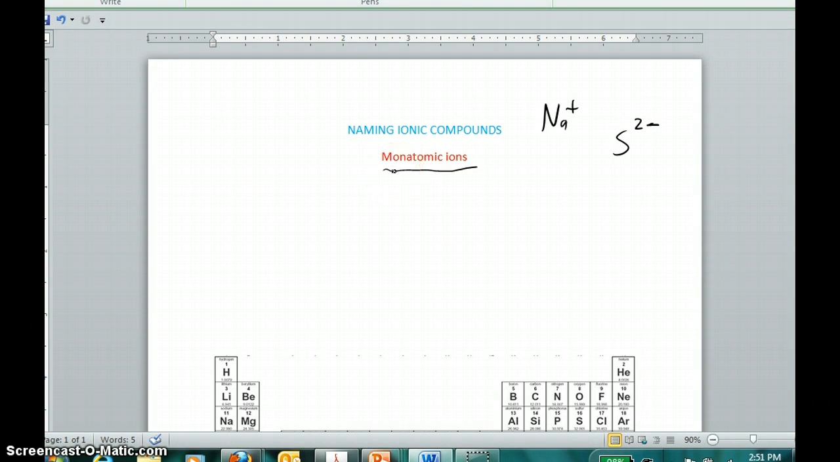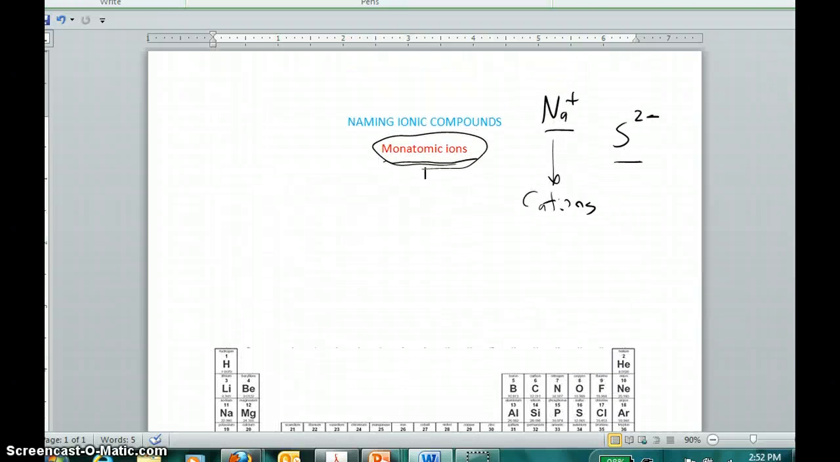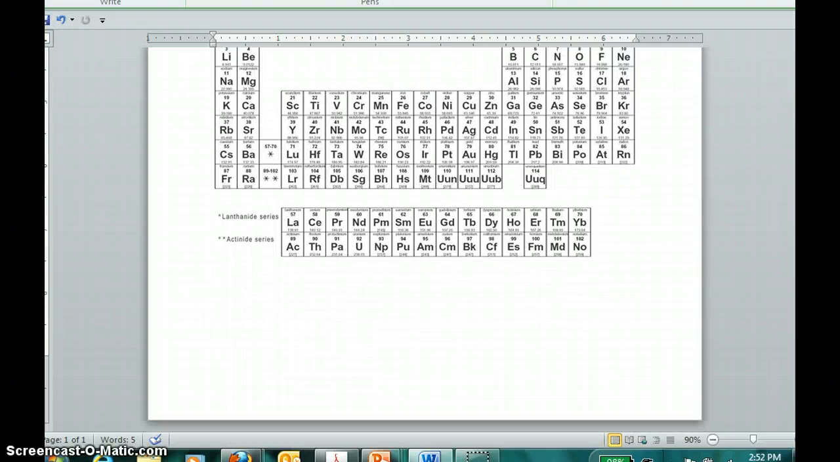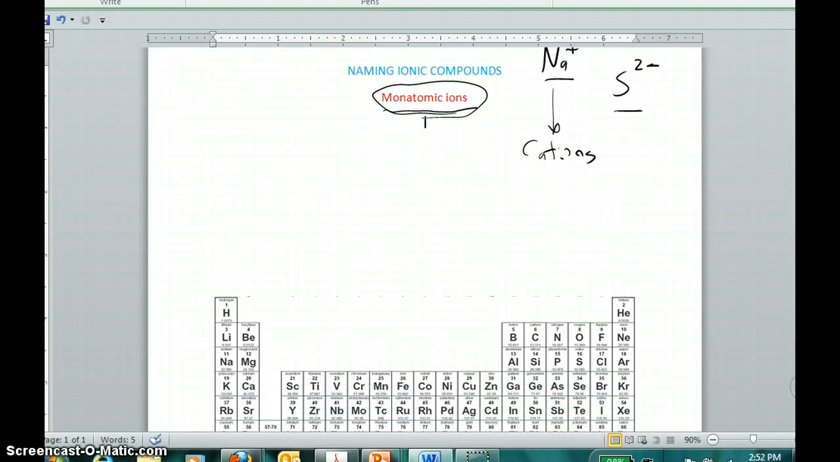And if we're going to name ionic compounds containing ions such as these, monatomic ions, we should first take a look at how the individual monatomic ions are named. So, how do we name monatomic cations? Well, first of all, our job is made easier: the monatomic cations are metals. And some of those metals, of course, are in main groups 1 and 2.